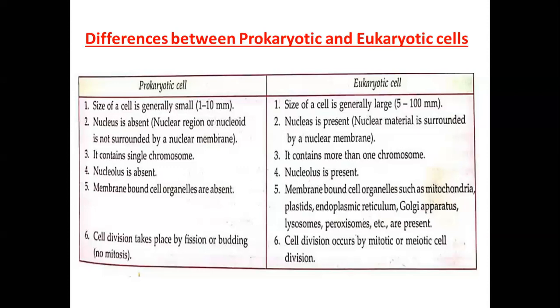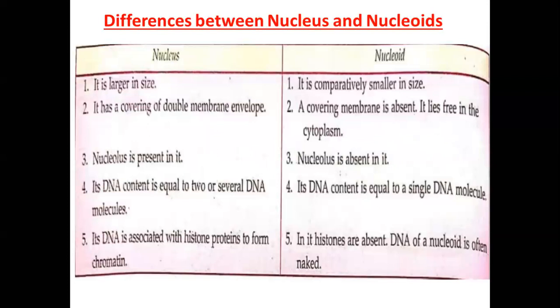You will get a proper explanation of these two topics. Now next is differences between nucleus and nucleoid. As I have already mentioned, the basic difference between eukaryote and prokaryote is because of the presence of nucleus and nucleoid. So let's see what is the difference between nucleus and nucleoid.